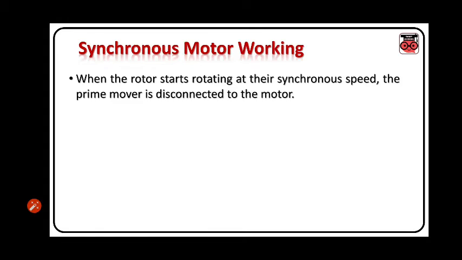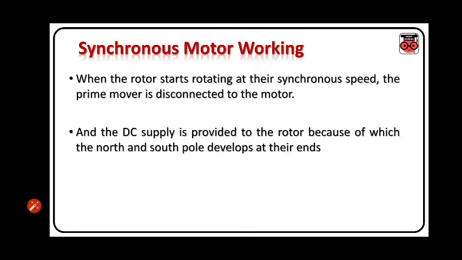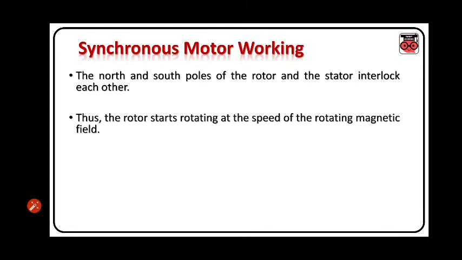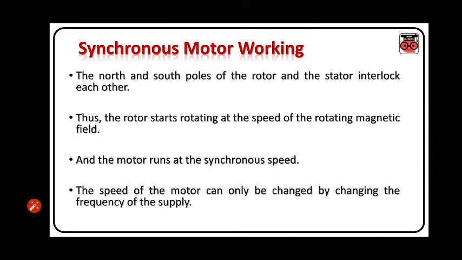When the rotor starts rotating at its synchronous speed, the prime mover is disconnected from the motor and the DC supply is provided to the rotor, because of which the north and south poles develop at its ends. The north and south poles of the rotor and the stator interlock each other. Thus, the rotor starts rotating at the speed of the rotating magnetic field, and the motor runs at synchronous speed. The speed of the motor can only be changed by changing the frequency of the supply.